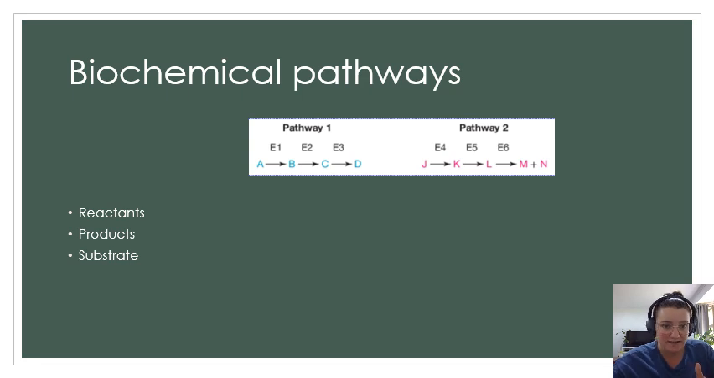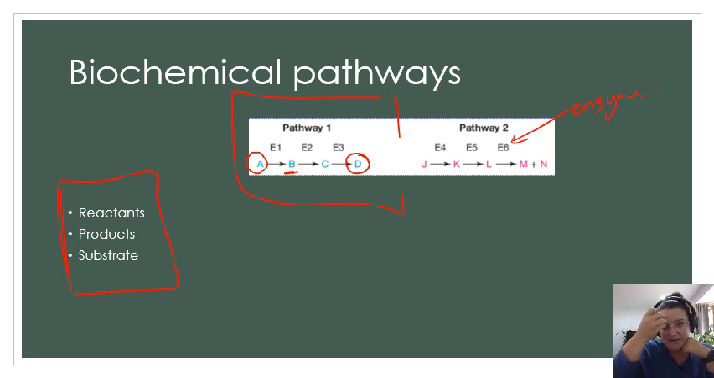So hopefully these three words are quite familiar to you: reactants, products, and substrates. So reactants are the inputs to any chemical reaction. So if we look here at biochemical pathway number 1, the reactant here is A. The final product is D. B is technically still a product of A, and it just means that there are a number of different steps along the way from A becoming D. E, 1, 2, 3, 4, 5, and 6, they all represent some sort of enzyme.